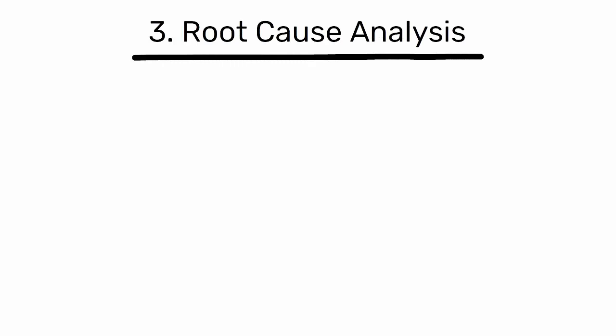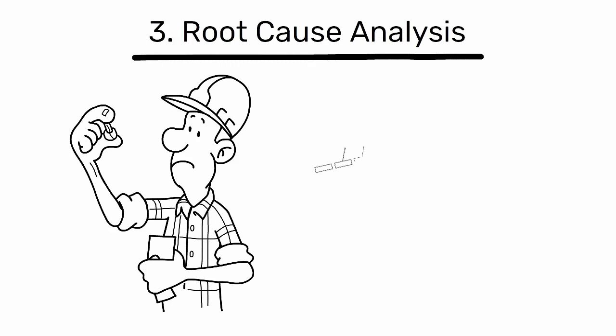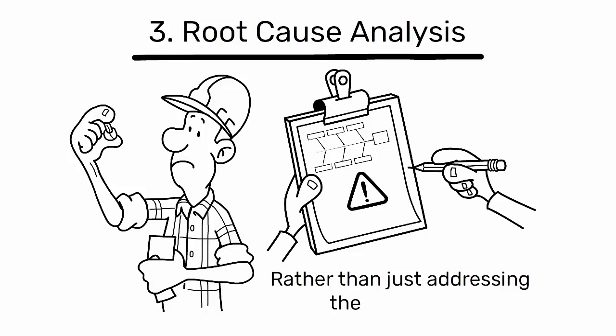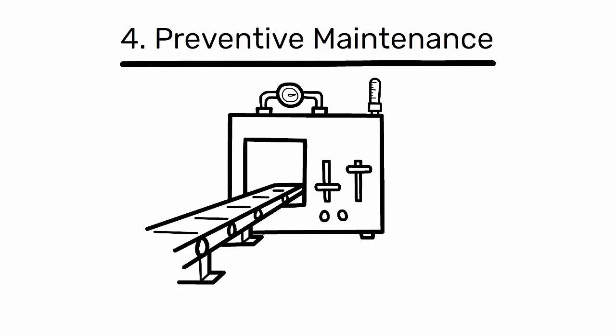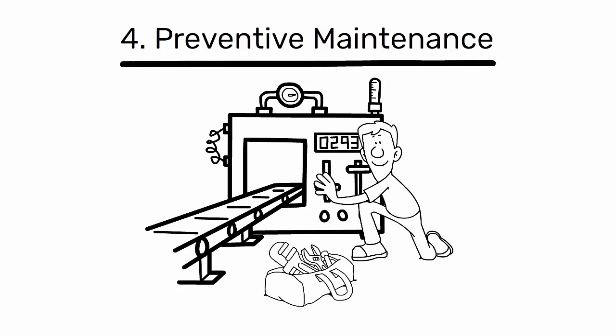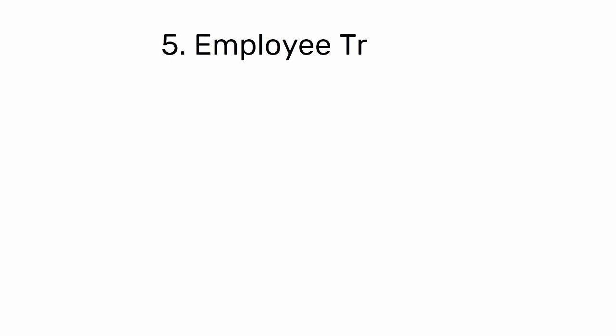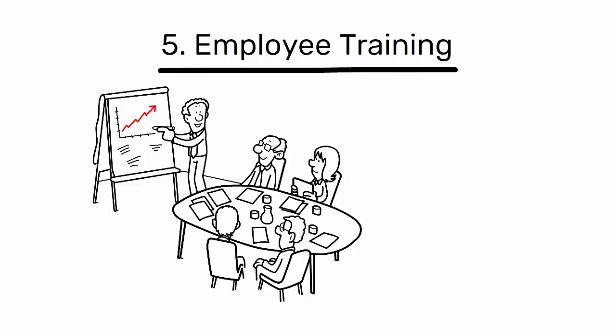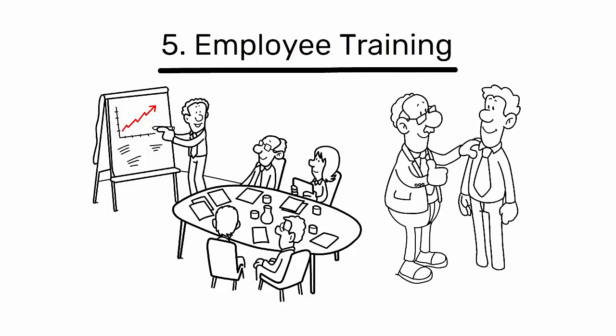3. Root cause analysis. When defects occur, use tools like the 5 whys or fishbone diagrams to identify the underlying cause rather than just addressing the symptoms. 4. Preventive maintenance. Regularly maintain equipment to prevent breakdowns that can lead to defects. 5. Employee training. Invest in training your workforce to understand the importance of quality and the skills needed to maintain it.